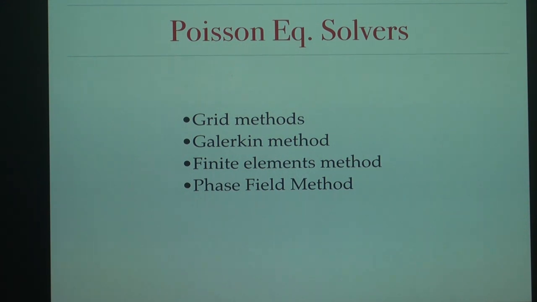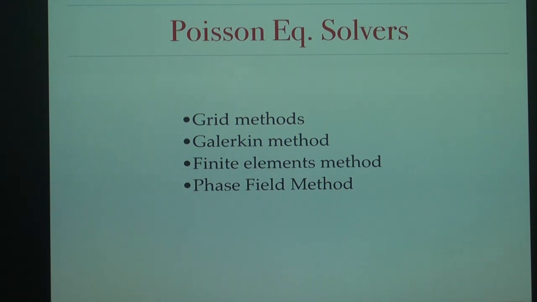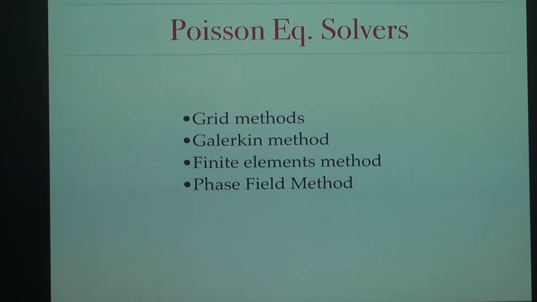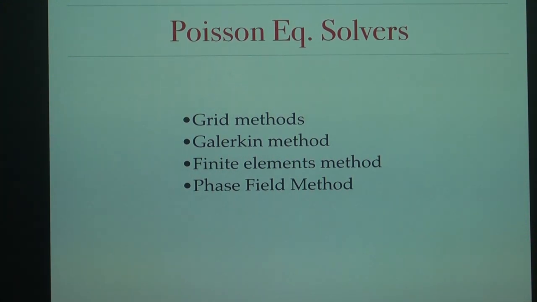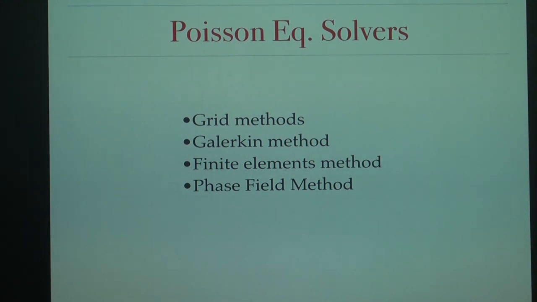And I just wanted to mention four methods of solving the Poisson equations. Each of them is a subject for a semester course by itself. One is something pretty trivial. It's a second order partial differential equation, so it is easy to build up a kind of a grid of the points and to convert it into the matrix equation. And this is called the grid method.